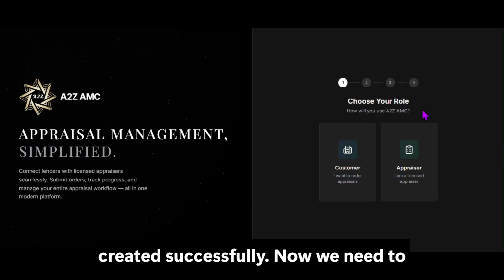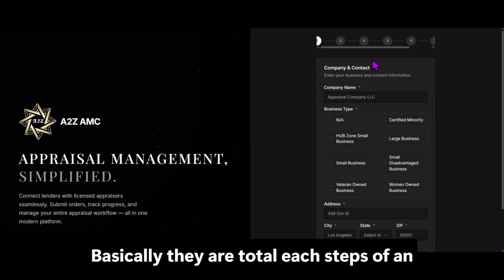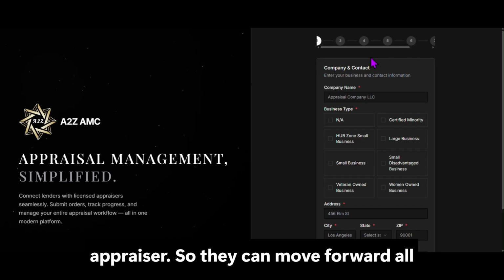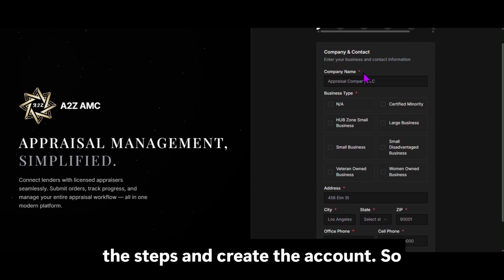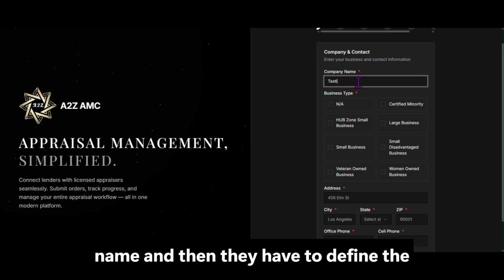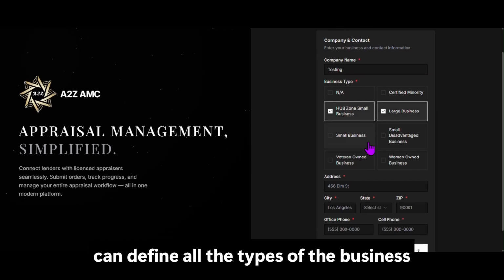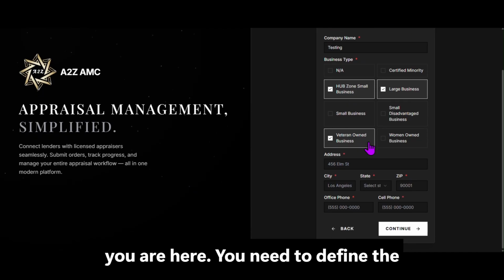Now we need to create the profile. As it's for an appraiser, we'll click on the appraisal. Basically, there are a total of 8 steps for an appraiser, so they can move through all the steps and create the account. First they need to provide the company name, and then they have to define the business type. It's a multi-select. You can define all the types of business you are.